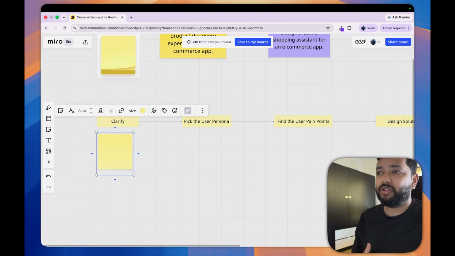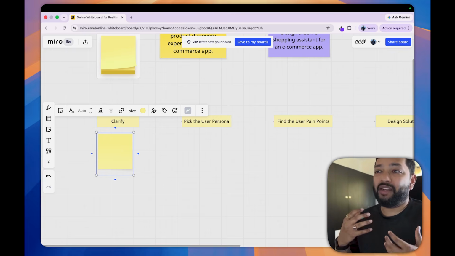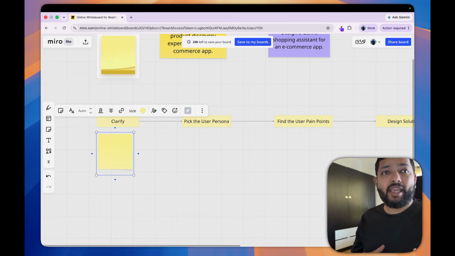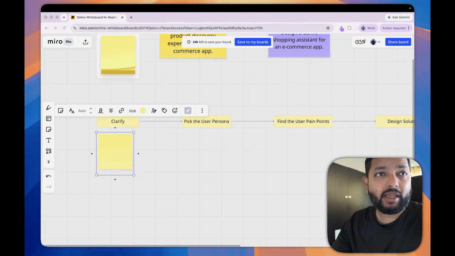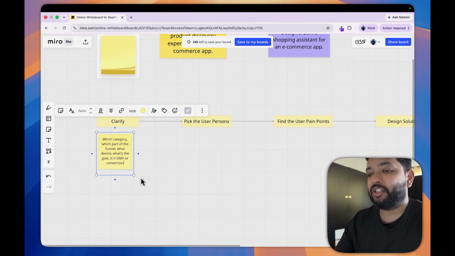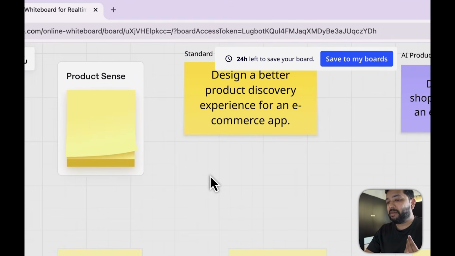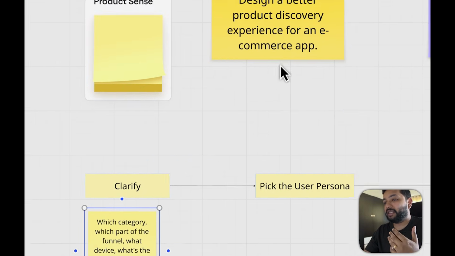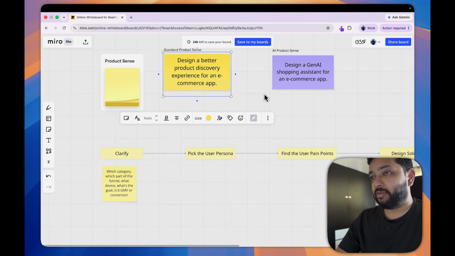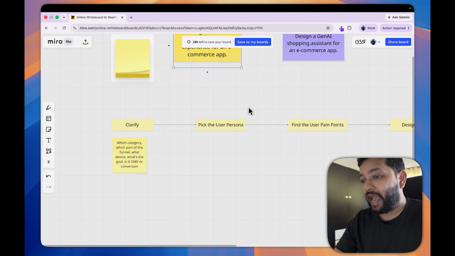Now, typically in a clarification question for a normal product sense question, you're going to talk about standard steps. You're going to talk about, what kind of users are we targeting? Do we have any constraints in mind? What is the role that you're playing? All of that. What place of the funnel we are talking about? What device we are looking at? All of that normal stuff. So I'm just going to put that here as pieces. So yeah, which category, which part of the funnel, what's the device, what's the goal, is it GMV or conversion? So all of those would be typical standard questions that you would end up asking when you're talking about designing a better product discovery experience for an e-commerce app, right?